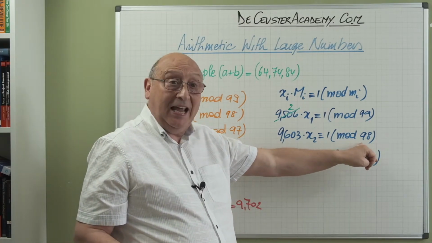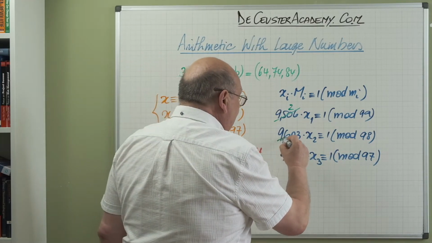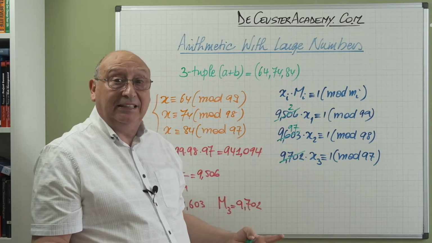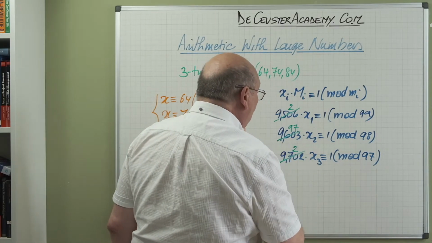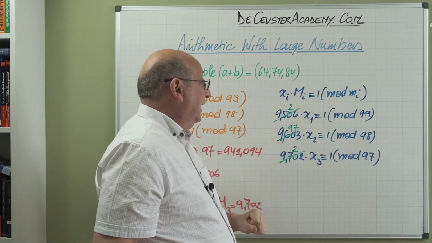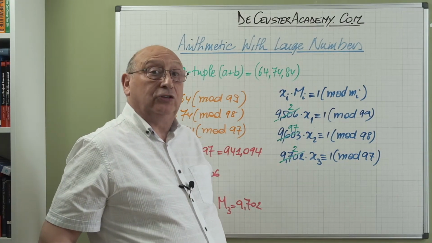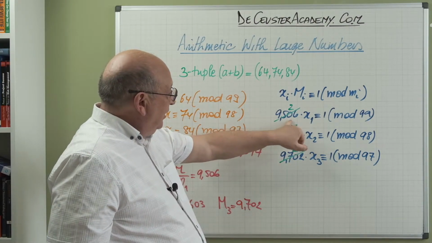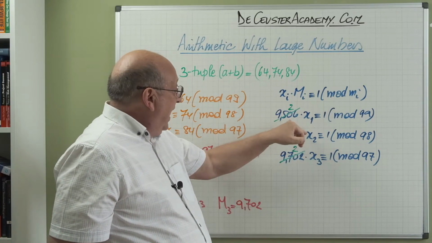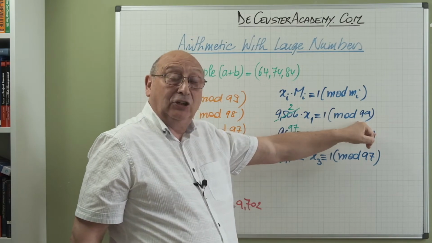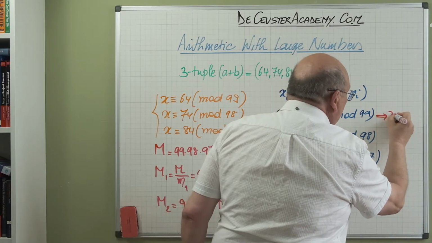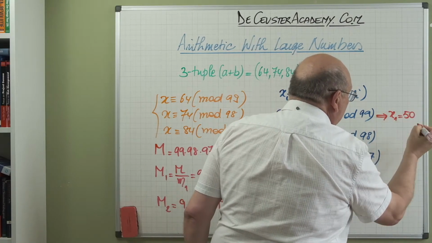9,603 divided by 98 gives us a remainder of 97, and 9,702 divided by 97 gives us a remainder of 2. Now when we look at it, 2x1 ≡ 1 modulus 99, we can find the inverse very quickly. Because we see if we multiply 2 with 50, we find 100. And 100 divided by 99 gives us a remainder of 1. So basically we can say that x1 is equal to 50.